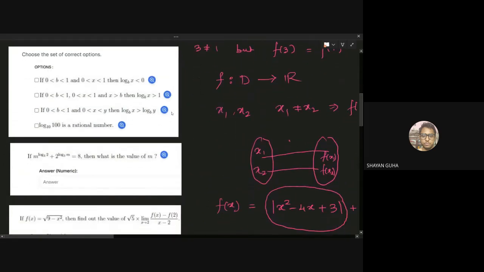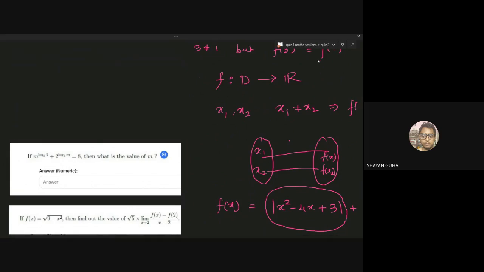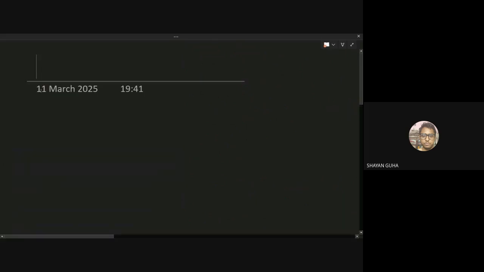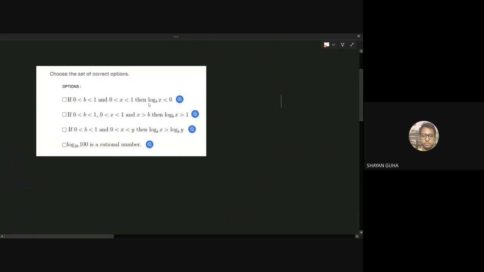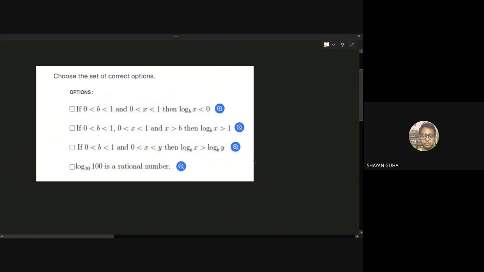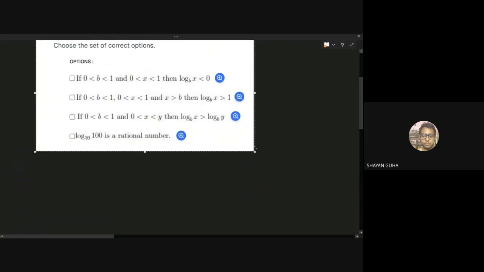Now moving on to the third question. Here we have a multiple select question. Let me copy this question to a bigger space, because it's getting a little problematic for me to manage space here. Is the question visible?